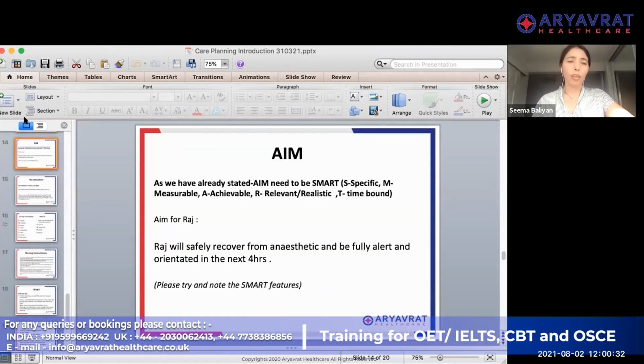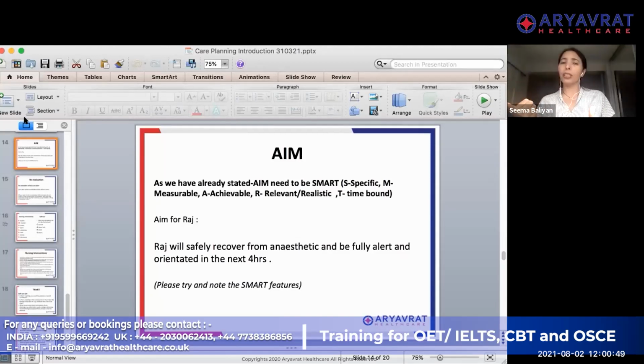So we are going to write what should be our aim. So our aim, we know that it should be SMART. So it is going to be that Raj will safely recover from the anesthetic and be fully alert and oriented in the next 4 hours. So he will safely recover.